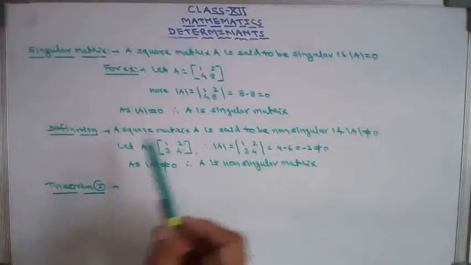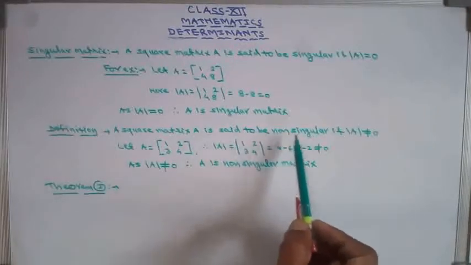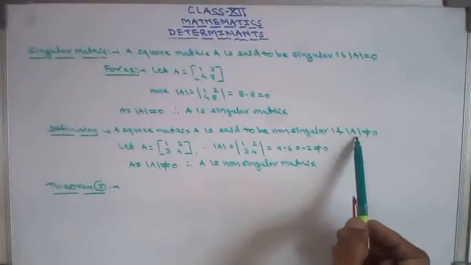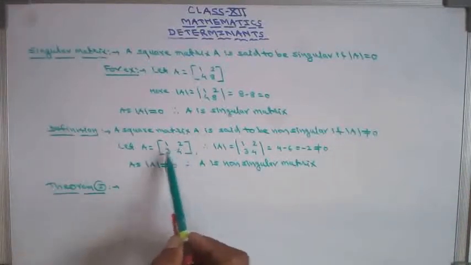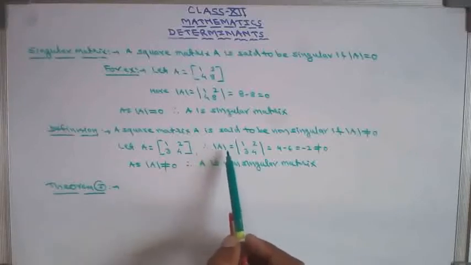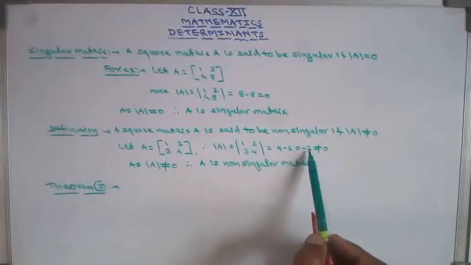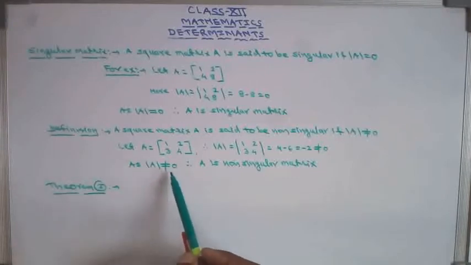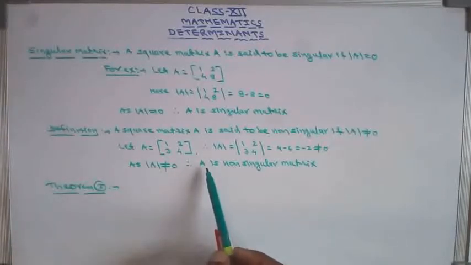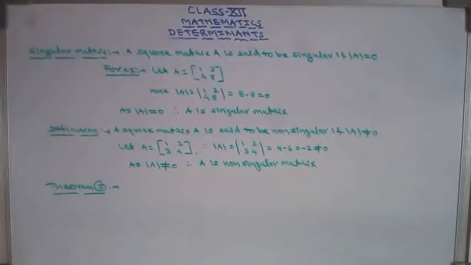And the second definition: a square matrix A is said to be non-singular if the determinant of A is not equal to 0. Let A be 1, 2, 3, 4. Determinant of A is 1 into 4, that is 4, minus 3 into 2, that is 6. That is minus 2, which is not equal to 0. Since the determinant of A is not equal to 0, this matrix A is a non-singular matrix.